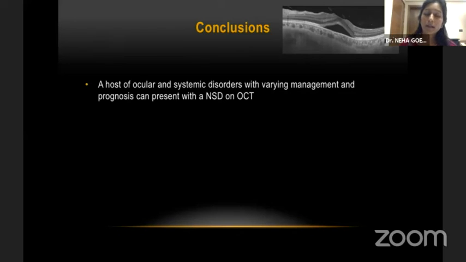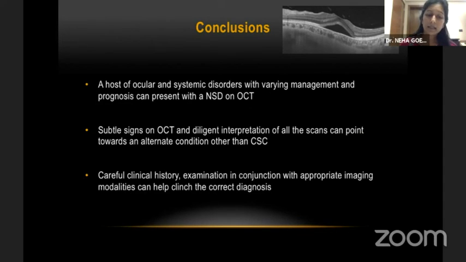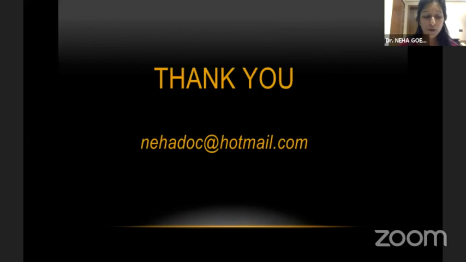So a host of ocular and systemic disorders with varying management and prognosis can present with the neurosensory detachment on OCT. Subtle signs on OCT and diligent interpretation of all the scans can point towards an alternate condition other than your knee-jerk reflex, which would be a CSC. A careful clinical history and examination in conjunction with appropriate imaging modalities can help clinch the correct diagnosis and institute the appropriate management on time. Thank you for your patient hearing.